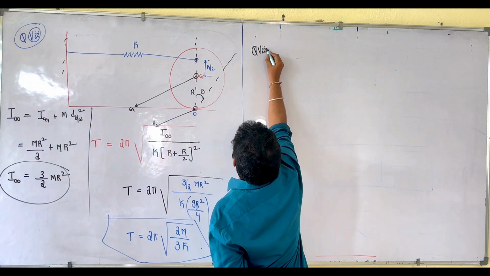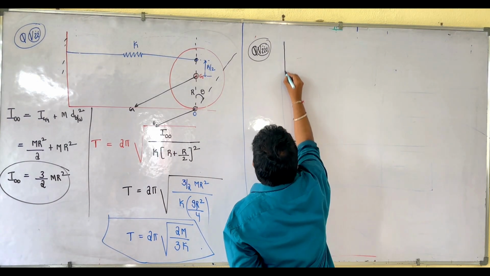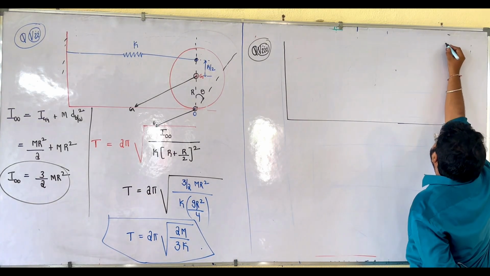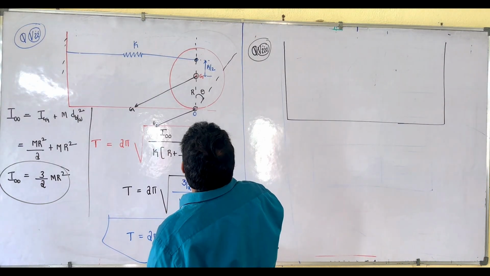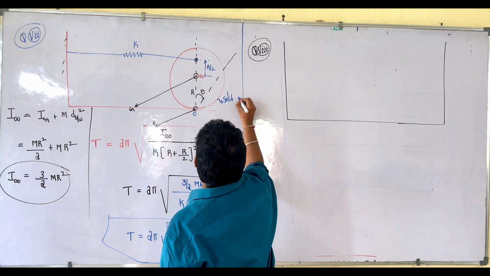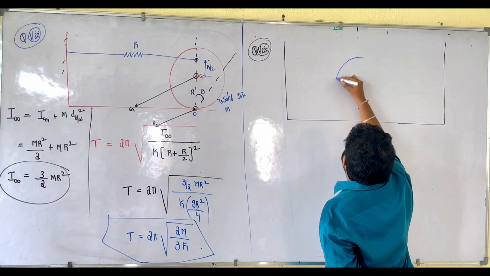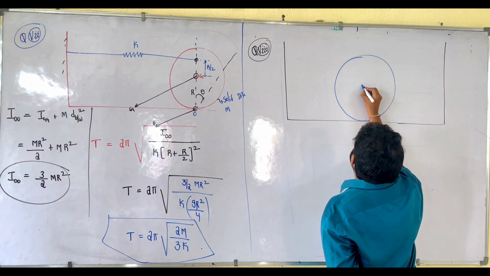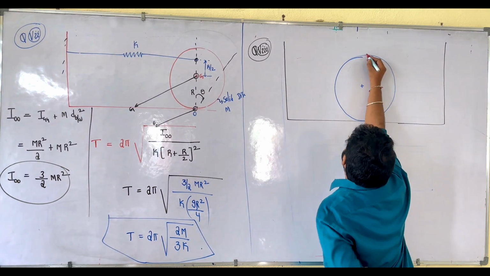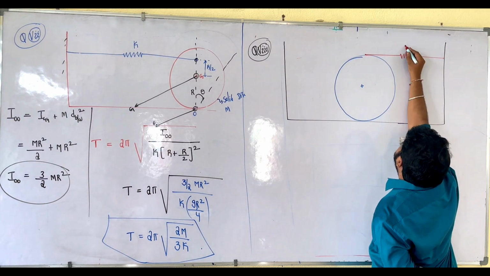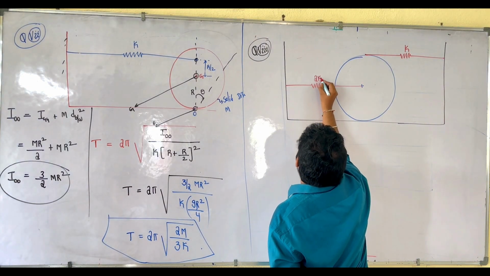Question number this. Here to here. This is the disk, a solid disk of mass m. Look here, this is the solid disk. Connect it however you like, whichever connection you prefer. This is k, this is k, this is 2k.